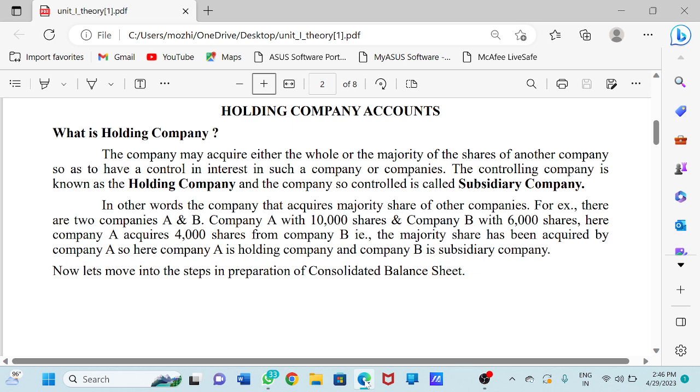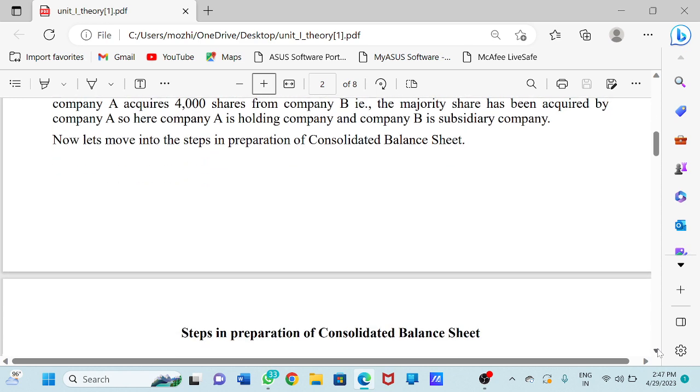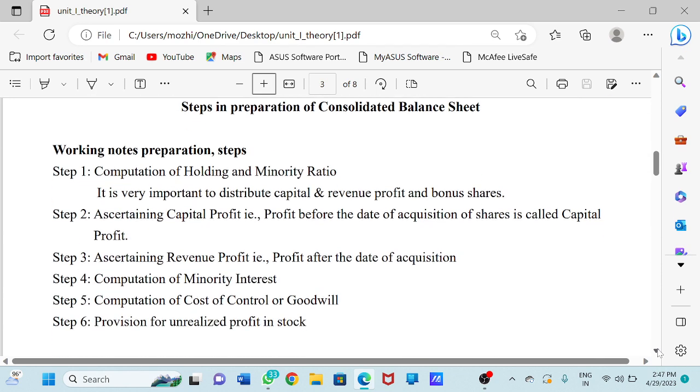And now we will move into how we can solve the problems under this holding company, and how we are going to prepare the consolidated balance sheet as per the new Schedule 6. We need to have certain points before moving into solving the problems. These are the six steps involved in the preparation of the consolidated balance sheet.